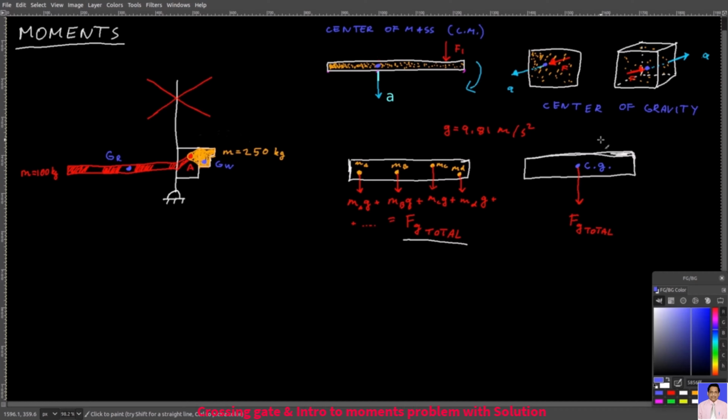And the thing is that in most cases, center of gravity can be assumed to be the same as the center of mass. So CG equals CM. And of course, this FG total would be G times, and then you have Ma plus Mb plus Mc plus Md and plus all the other masses of all the other molecules inside the rod.